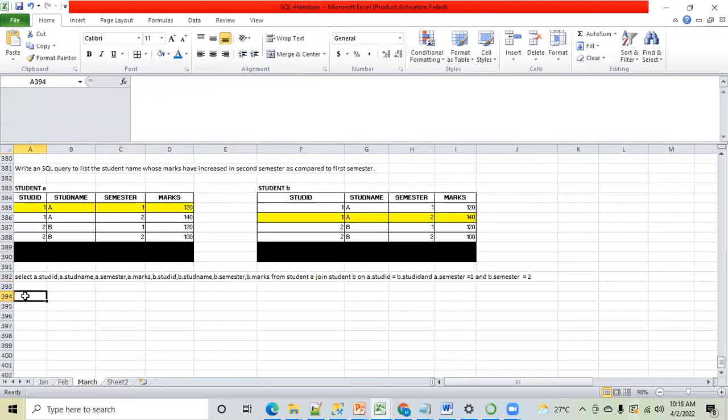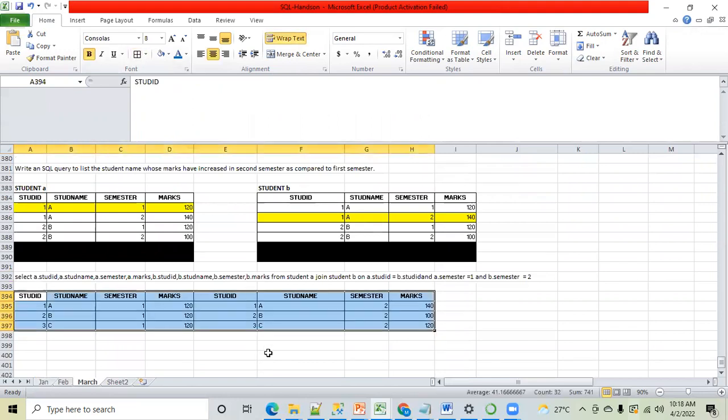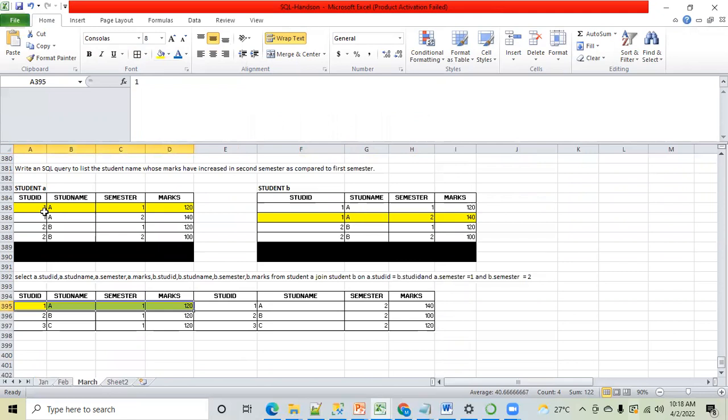Let's analyze this first of all. Analyze this. 1A 120, 1A 120, right? You got this? This was compared with this record, right? 1A semester 2 140. You got this value as well, correct?